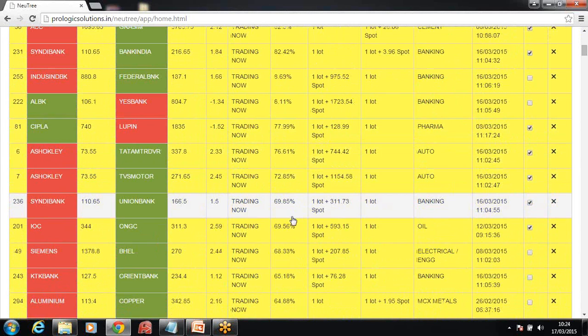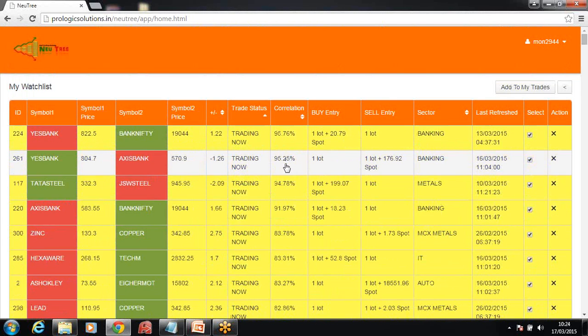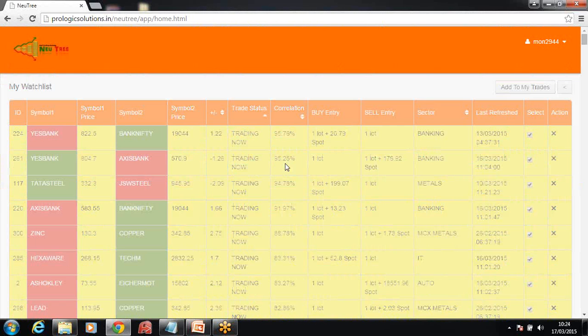And I won't check the other ones, because if a particular correlation is less than 70, I don't enter the trade. And in case you enter the trade, what will happen? I will even show you that also. So my first criteria is to have a correlation of more than 70 to 75%.